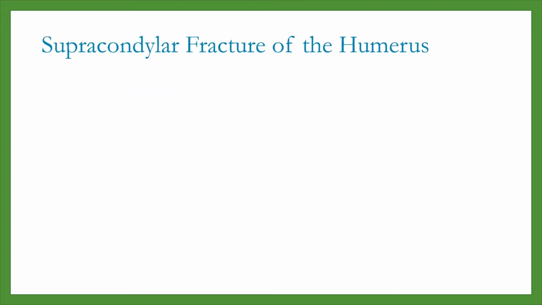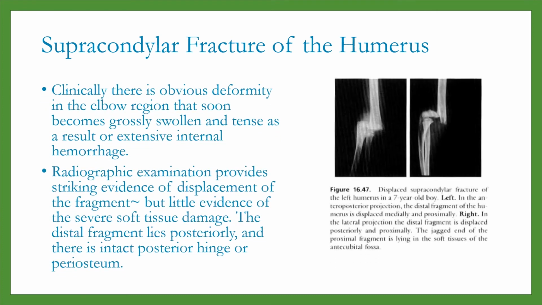Clinically, there is obvious deformity in the elbow region that soon becomes grossly swollen and tense as a result of extensive internal hemorrhage. Radiographic examination provides striking evidence of displacement of the fragments, but little evidence of the severe soft tissue damage. The distal fragment lies posteriorly and there is an intact posterior hinge of periosteum.